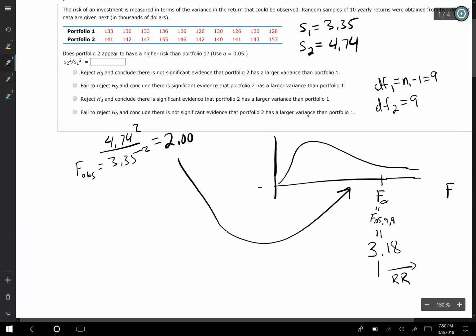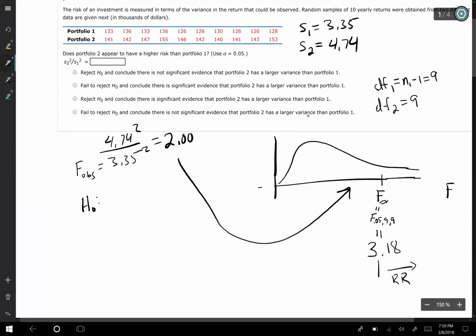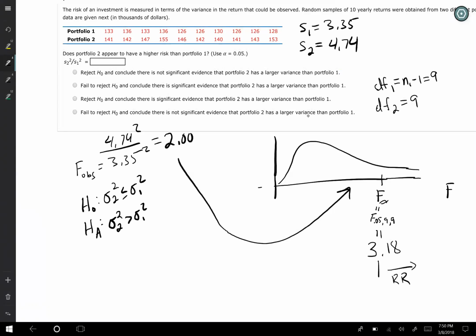Fail to reject H0. There is not significant evidence that portfolio two has a larger variance than portfolio one. If you wanted to, just to be clear, if you were thinking about what the hypotheses look like, this is really the alternative hypothesis: sigma 2 squared is greater than sigma 1 squared.